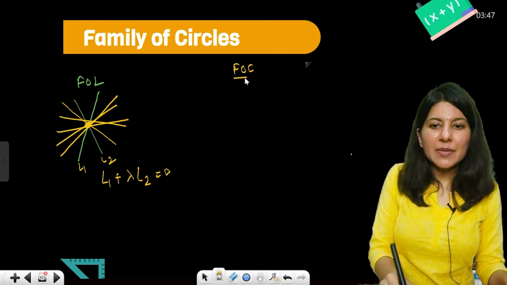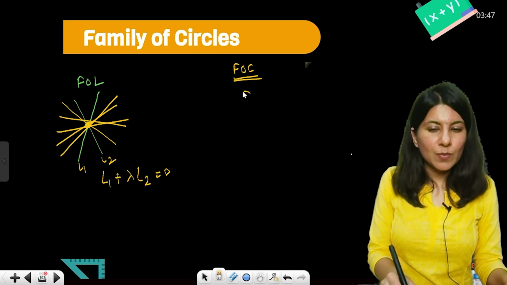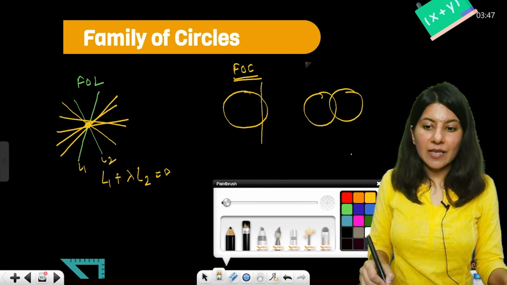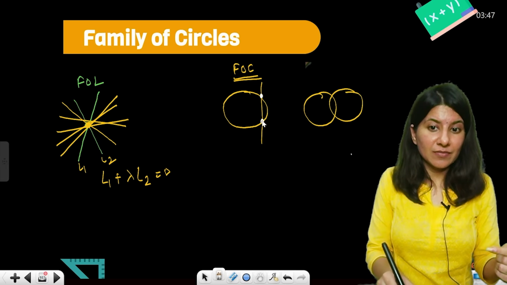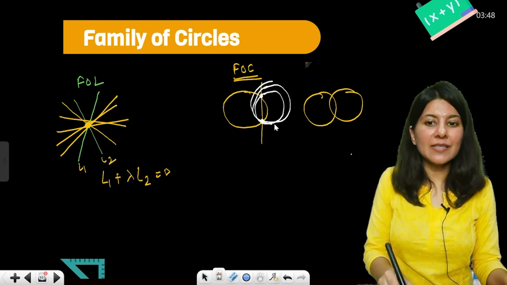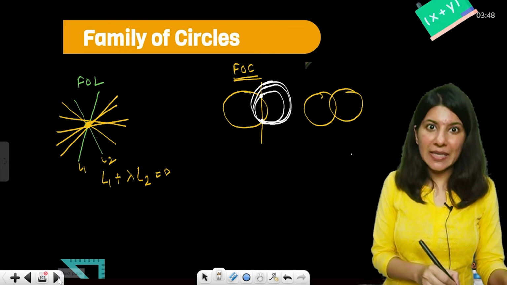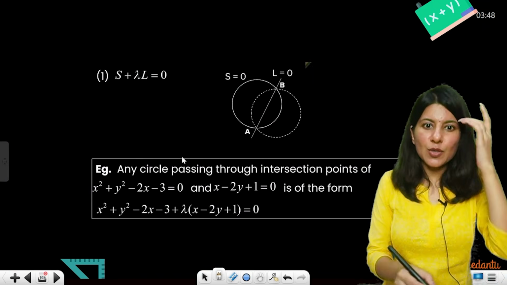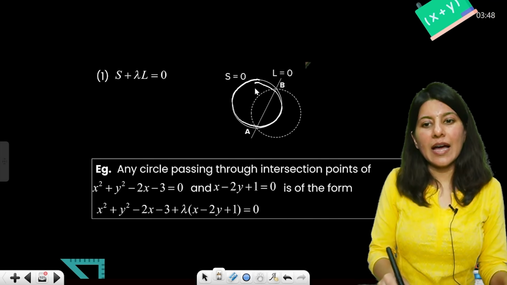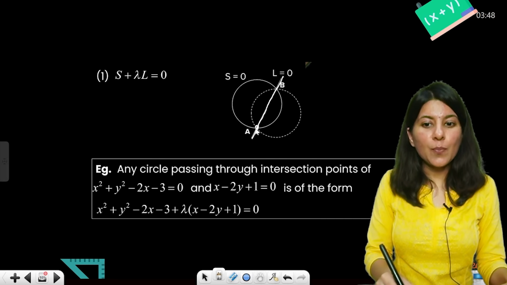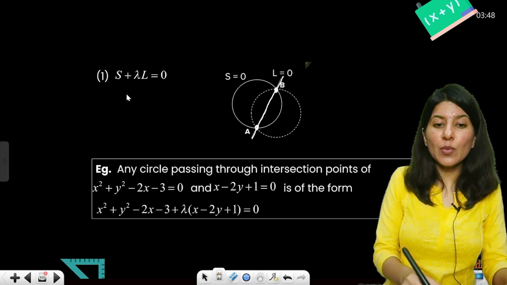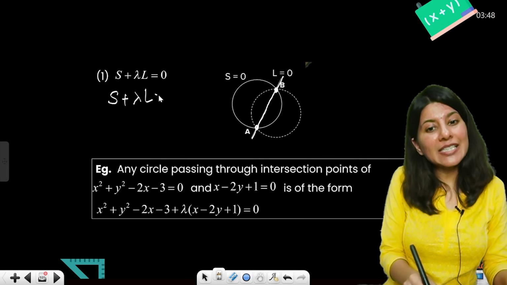In the family of circles, a similar thing will happen. A circle and a line will be there, or two circles will be there. Through the points of intersection of a circle and a line, again infinitely many circles will pass. Suppose you have a line and a circle. This is your circle and this is your line. The points of intersection are A and B. Through these points A and B, there will be infinite circles whose equation is given by circle plus lambda times line equals 0.